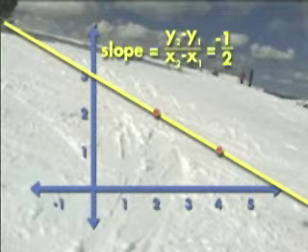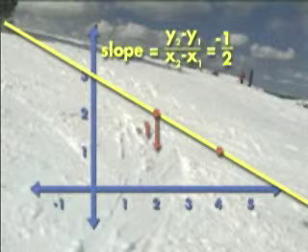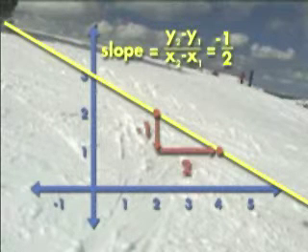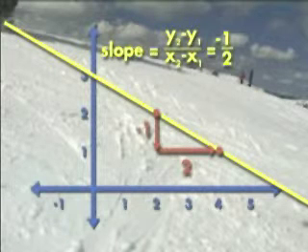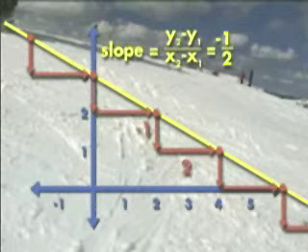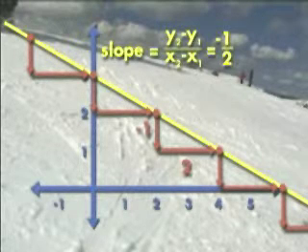So, if you start at any point on the line and make a vertical change of negative 1, followed by a horizontal change of 2, you'll end up at another point on the line. Since all parts of the line have the same slope, the slope, negative 1/2, describes the steepness of the line.